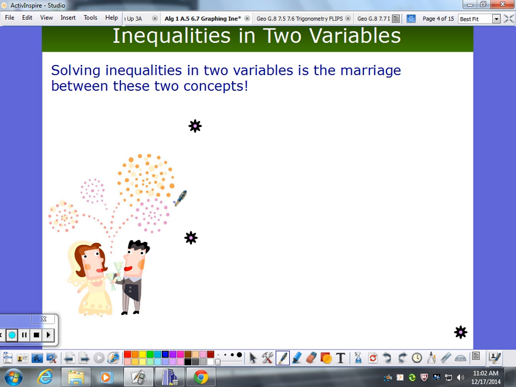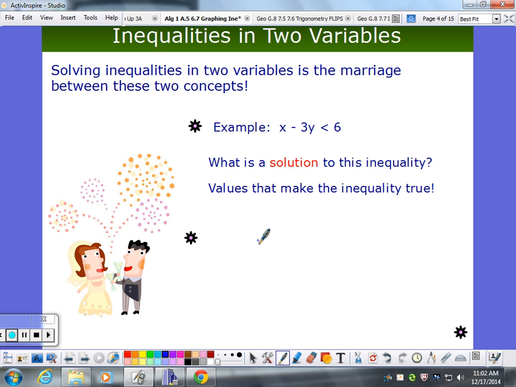Look what we got here. It's the marriage of these two concepts. I didn't know you were going to weigh them. So look at this. Where's the right? I don't know what that is.